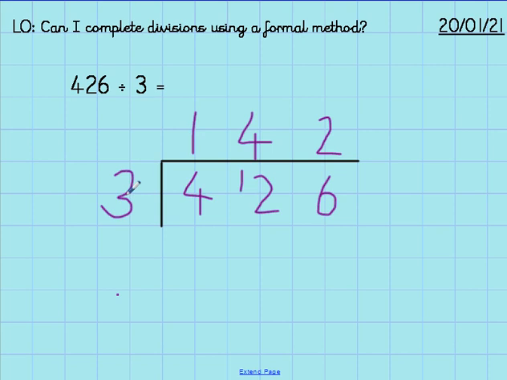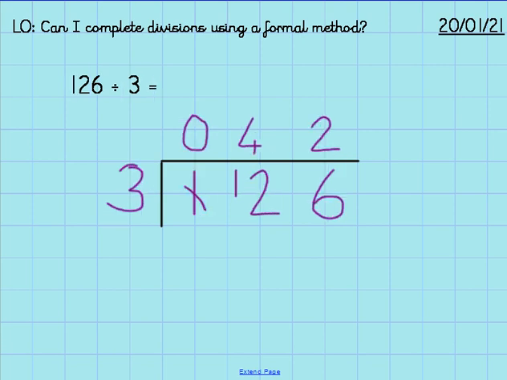Then we're going to look at how many lots of 3 go into 12. 3, 6, 9, 12. 4, we put our answer, and then how many lots of 3 in 6 is 2, and we pop it up here. So any of the exchanging, any of the carrying, goes on in here. So we've got remainders in here, haven't we? How many lots of 3 went into 4? We had one lot, and there was one left over, one remaining.